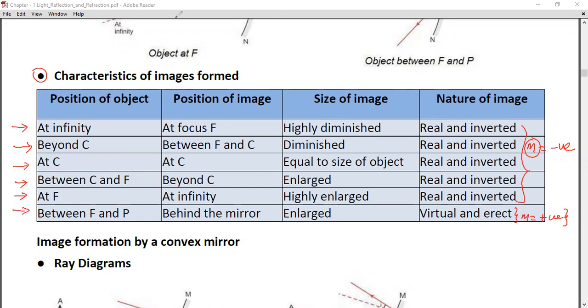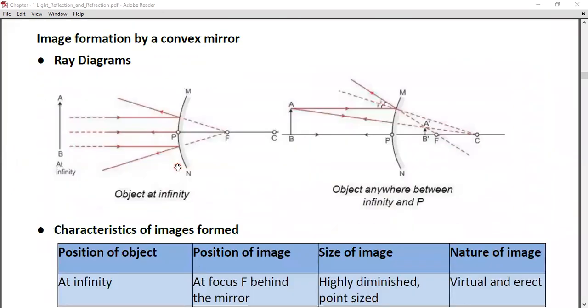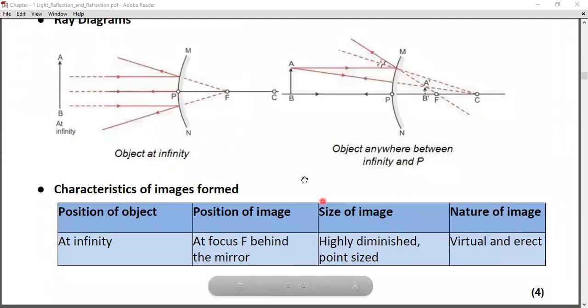But if you take the image formed by the convex mirror, students, you will be having only two cases. The first case is object at infinity, the second case is object anywhere between infinity and pole, or else we can say in front of the mirror, right? Now when the object is kept at infinity, you will be getting an image at focus like this, right? And the nature of the image is always virtual and erect, right?